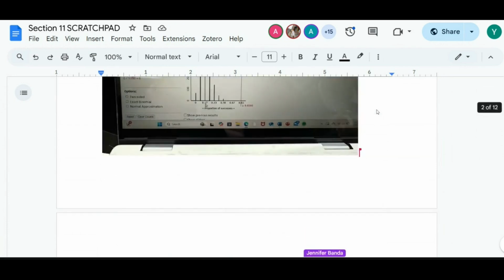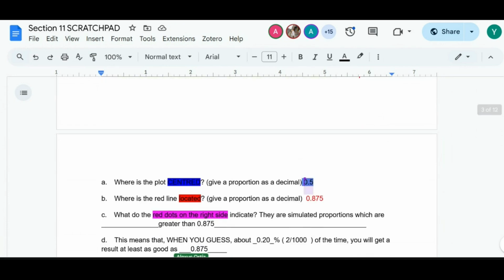Okay, so let's answer this. Where's the plot center? Okay, it's not 0.25. The plot is now centered. It's still blue. We are 0.2 because the process has shifted. It's a different process now. Where's the red line located? It's located at your observed score, which was 0.8333. Good. What do the red dots on the right side indicate? They are simulated proportions greater than what you got.